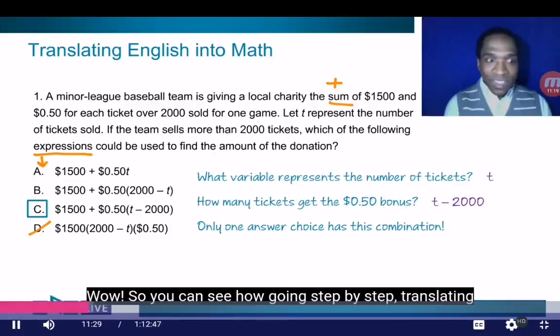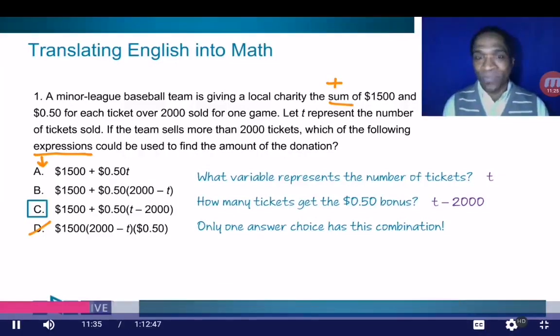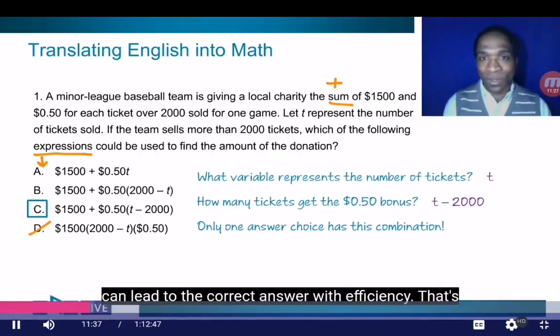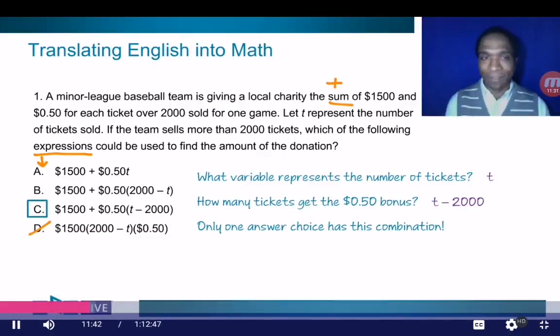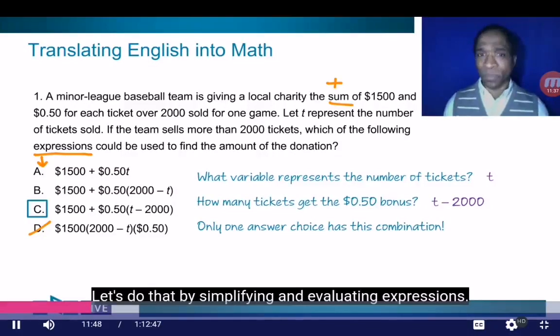Wow. So you can see how going step by step, translating carefully, checking the answer choices as you do so, can lead to the correct answer with efficiency. That's the goal on test day. Oh yeah. So now we're ready to take things a step further, right? And let's do that by simplifying and evaluating expressions.